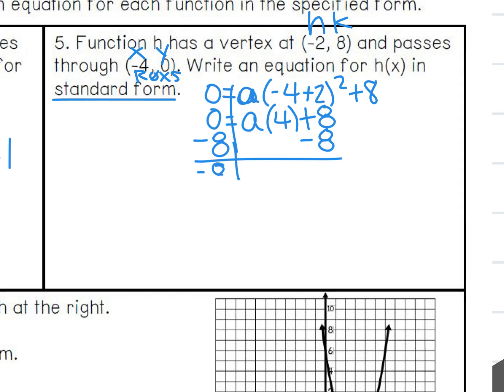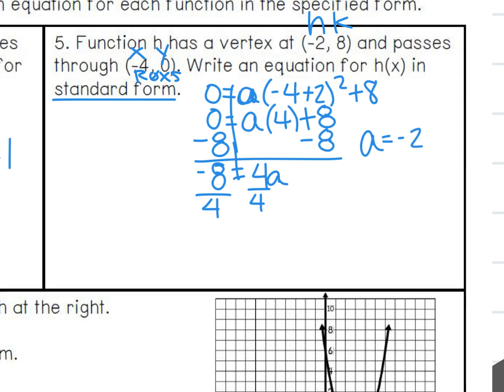So essentially, if you like this better, you could write 4a instead of a times 4. What's our last step? Divide. So what is a? A is 2. A is negative 2.